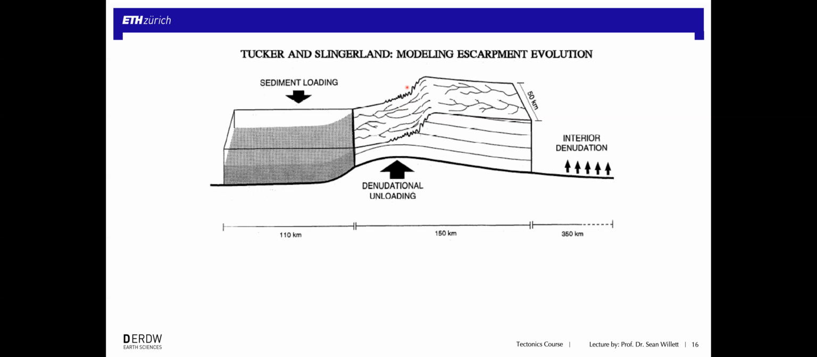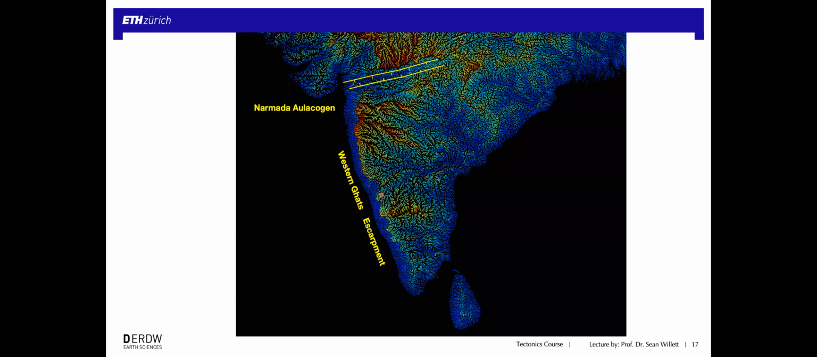And that can then shift the maximum uplift or the water divide or the escarpment that's associated with this rifting inland relative to say the normal faulting. And we can see that kind of effect particularly well on passive margins, because on a passive margin, the normal faulting has typically stopped some tens of millions of years ago.